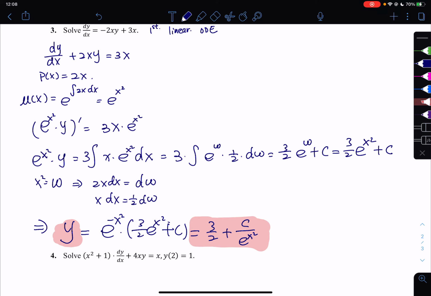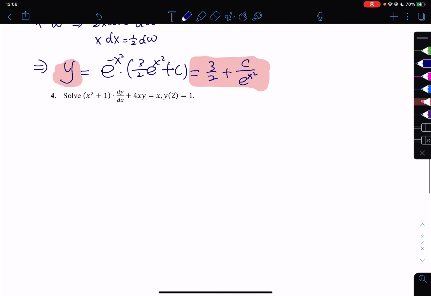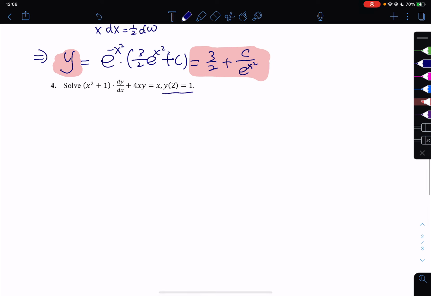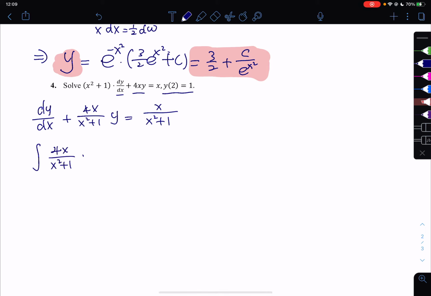Okay, so along the same line of thinking, if we look at the next problem, clearly it has an initial condition, it's a first order, linear, ordinary differential equation, so we can try to do the same thing. I have dy over dx plus 4x over x squared plus 1 times y, which equals x over x squared plus 1. So we want to find our integrating factor, where we integrate 4x over x squared plus 1 dx.